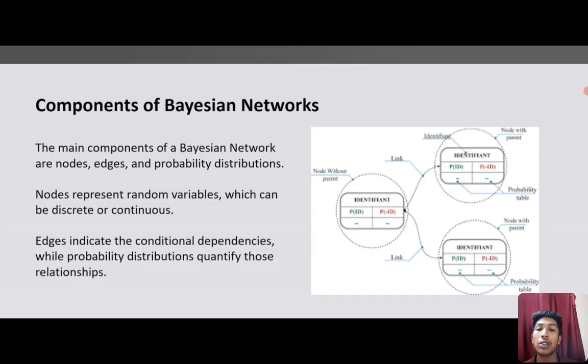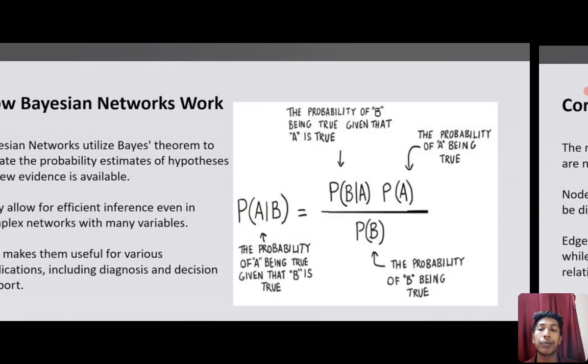Components of Bayesian network. The main components of a Bayesian network are nodes, edges, and probability distributions. Nodes represent random variables which can be discrete or continuous. Edges indicate the conditional dependencies while probability distributions quantify those relationships.